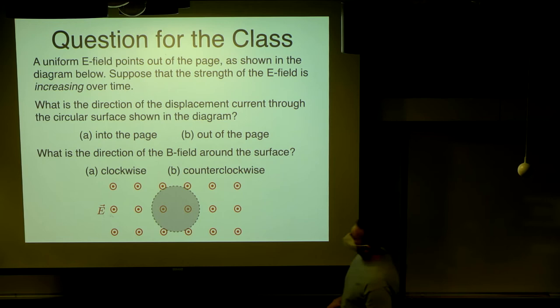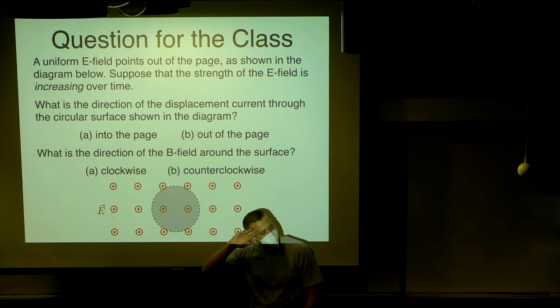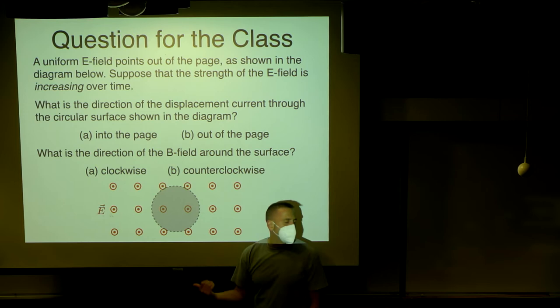Sorry, say again? Remember we were chatting one time about current? If you have current coming out of the page, for example, or B field coming out of the page, the current would run a certain direction based on where the thumb is. Clockwise is kind of clockwise. So would that be the same principle applied here? Yeah, okay. Yeah, that's another way to think about it.